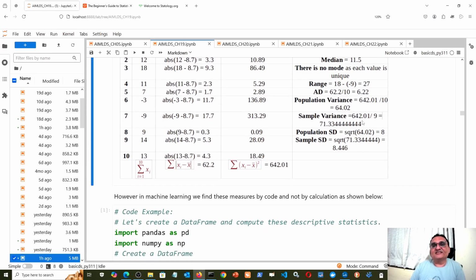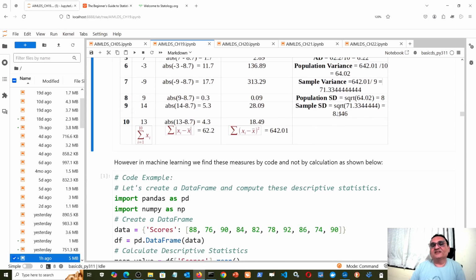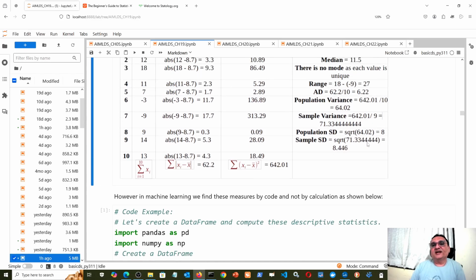That is what I was saying, that the sample variance gives a reasonably good estimation of the population variance, which you cannot calculate in practice. Here there were only 10 data points, but think about the 2 million data point example, then you cannot find the population variance. But the sample variance is fairly close enough, and the standard deviation will be even closer. The population standard deviation came out to be 8, and the sample standard deviation came out to be 8.446. So the sample standard deviation gives a reasonably accurate estimation of the population standard deviation.